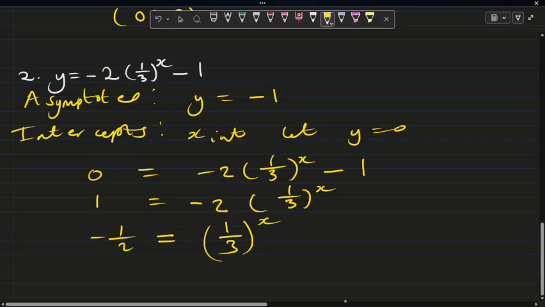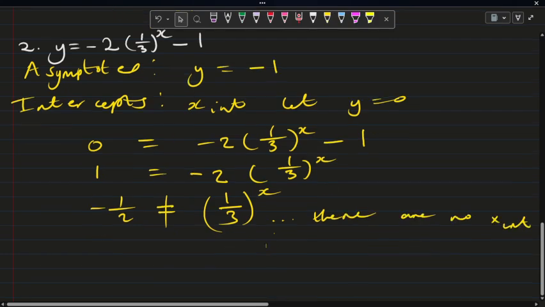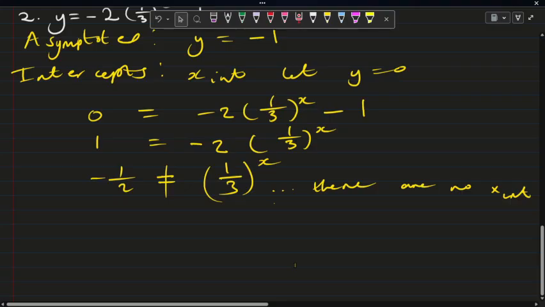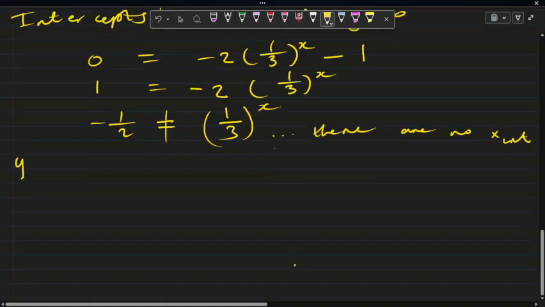And now, even in this example, we end up with an ambiguous situation because this is not possible. Okay, so 1/3 to the power of x can never be a negative number. So we note that there are no x-intercepts. Okay, so there are no x-intercepts because of this situation.